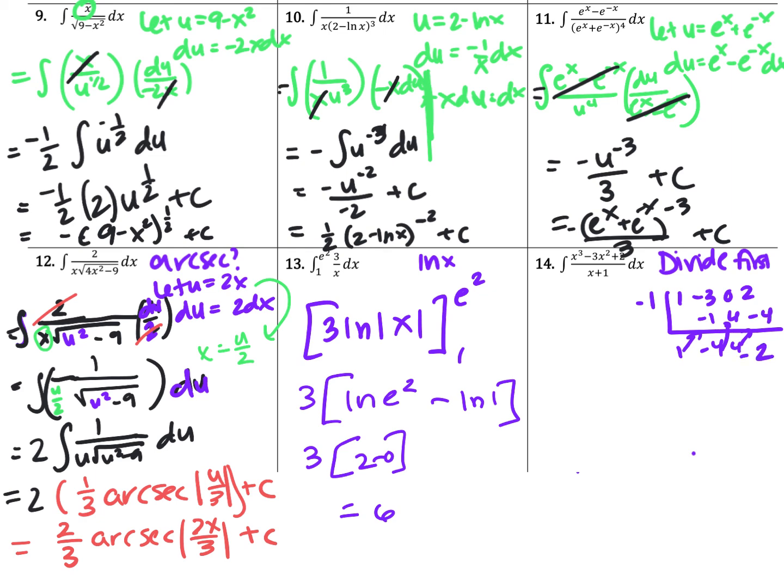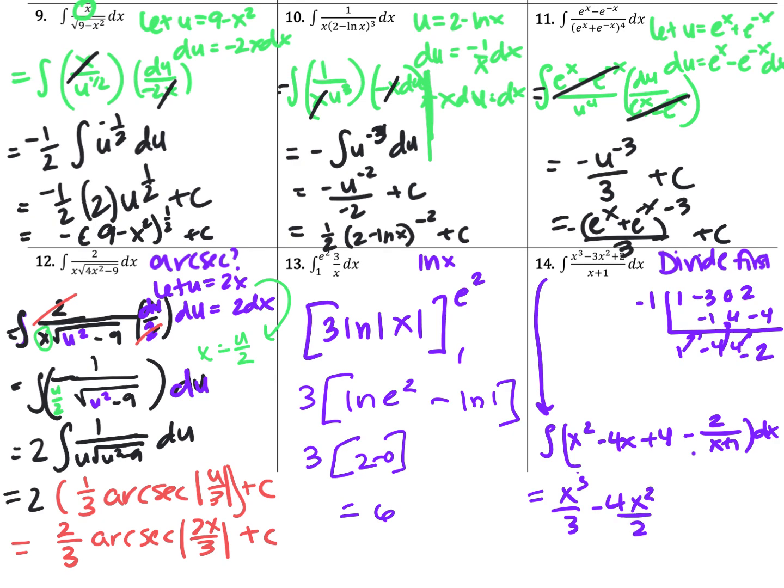That's going to get me here. So I can rewrite this, and I'm running out of space, so I'm going to come down here. I can rewrite this as the integral of x squared minus 4x plus 4 minus 2 over x plus 1 dx. And then I can find that antiderivative just using the power rule. I don't really feel like simplifying today. Minus 2 ln absolute value of x plus 1 plus c.